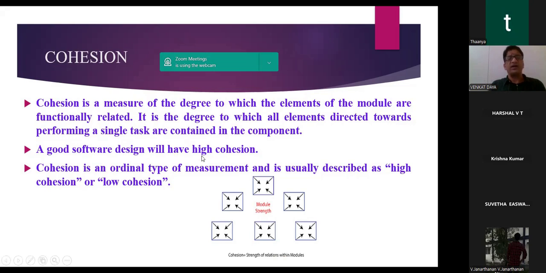A good software design will have high cohesion. We want highly related functionality within the module, within the component. Cohesion is an ordinal type of measurement and is usually described as high cohesion or low cohesion.